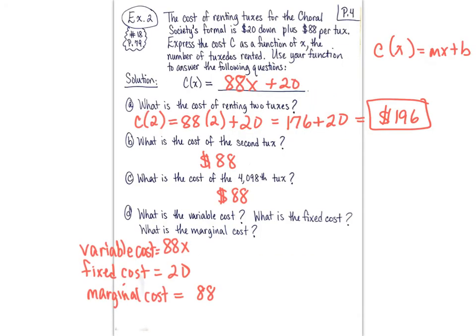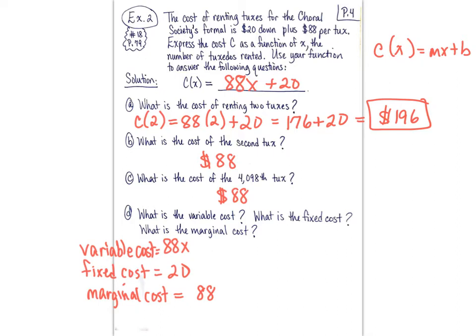So we went through the following example 2. It says the cost of renting tuxes for the Choral Society's formal is $20 down plus $88 per tux. We want to, in this example, express the cost C as a function of X, the number of tuxedos rented, and use your function to answer the following questions.